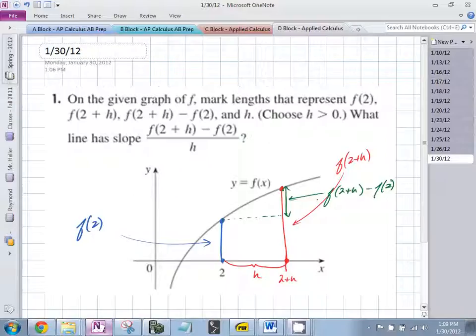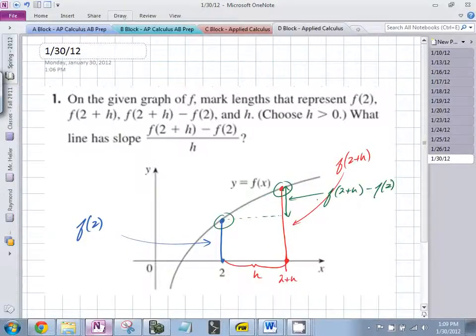What line has that slope? It goes over h, but it goes up that much. So what line? What do you have to connect? The curve. You're not connecting the curve. You're connecting the 2 points. You're connecting this point with this point. So what line has that slope? This line. Yeah, this secant line.